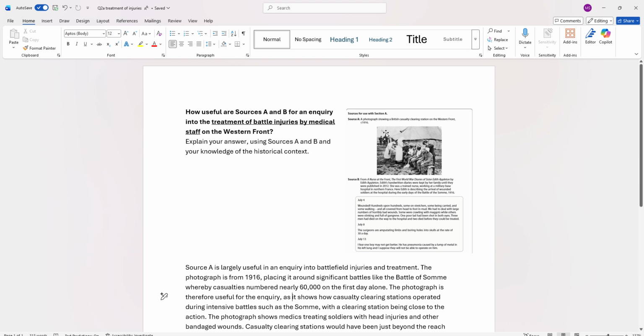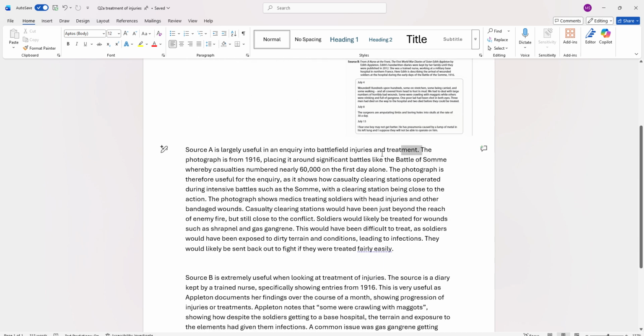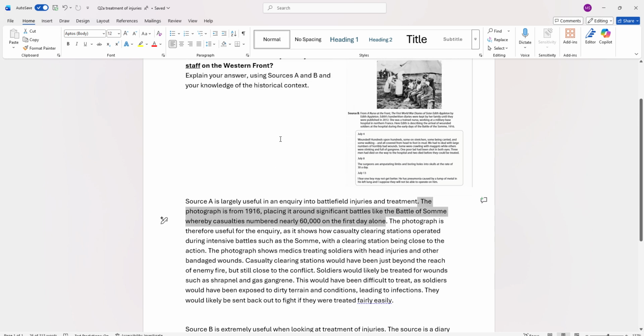But it's the bit that's always outside the actual source itself. So here, it's this sentence here above the photo. With this one, it is here above the diary extracts. Provenance is only the part here that explains what the source is to you. So I've said the photograph is from 1916, placing it around significant battles like the Battle of the Somme, whereby casualties numbered nearly 60,000 on the first day alone. That is all I've done for provenance.